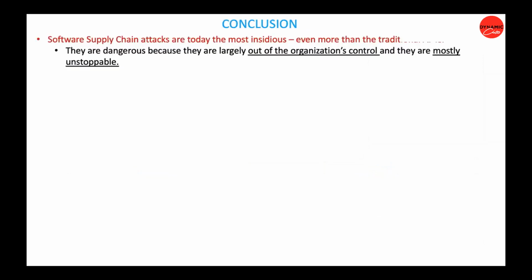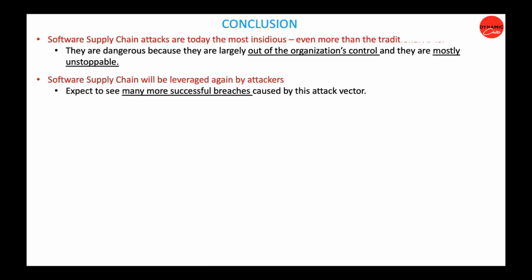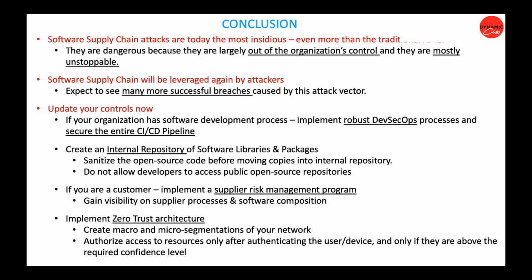So that's it. Now, in conclusion, I just want to add this. Supply chain attacks are the most insidious, which we have all already spoken about. They're dangerous because they're largely out of the organization's control and they're mostly unstoppable. They will be leveraged more and more by attackers, and we'll see more and more. 650% growth last year. This year, it's expected to grow another 1,000% over and above that. Now, for you to protect yourself, update your controls now.